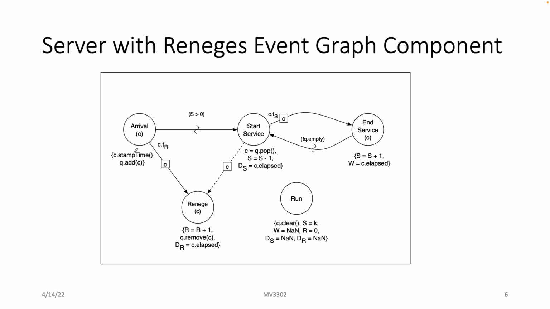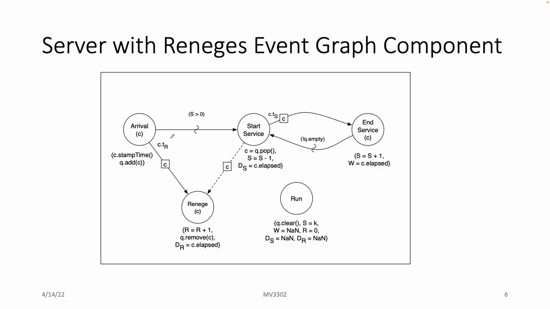And just as with the entity server, we're going to stamp the time and add it to the queue. That's the same as before, except that in the entity server, we were doing it to entities. Here we're doing it to customers, which are a subclass of entities. And what it does is two things. It schedules the renege. So if that renege event happens to happen first, then the guy gets removed from the queue.